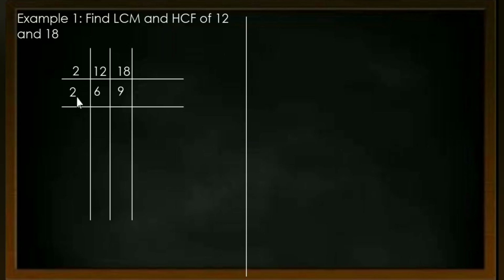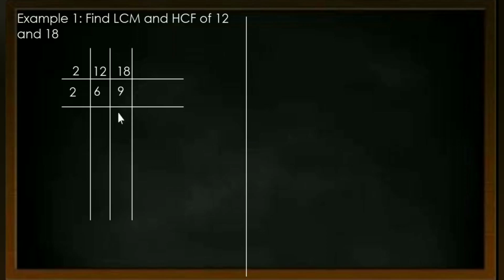So when 2 divides 6, it can divide without remainder, right? We are going to have what? 3, right? How about 2 dividing 9? Is there a remainder? Yes. 2 will divide 9 4 times with a remainder of 1. Because there is a remainder, we don't want to have a remainder. We'll bring this 9 downwards.